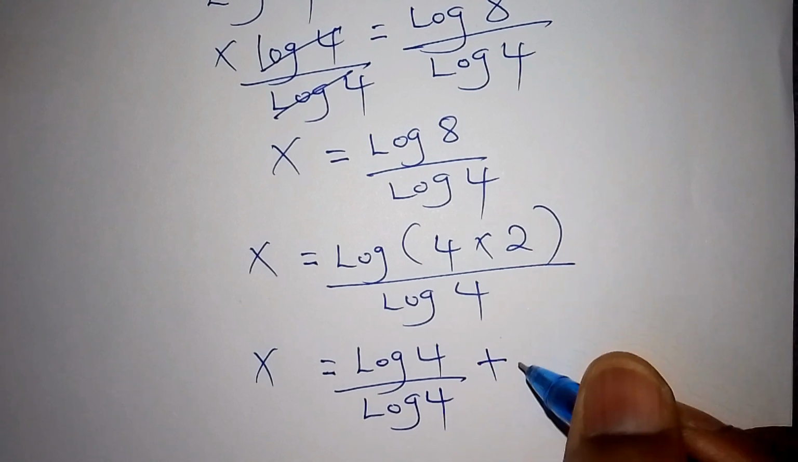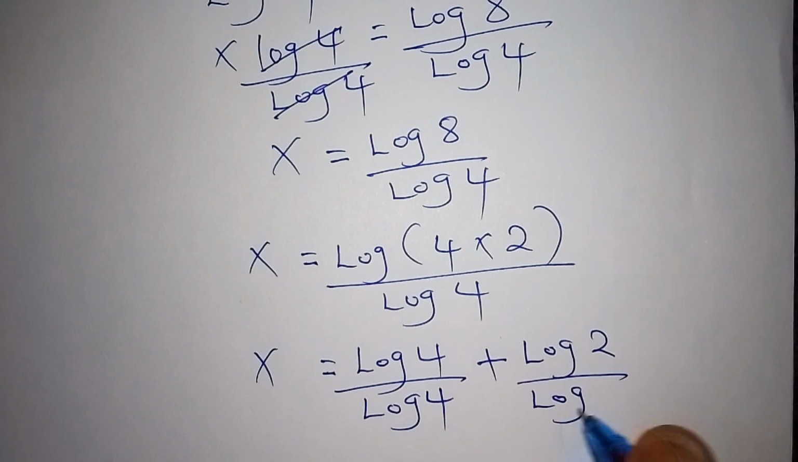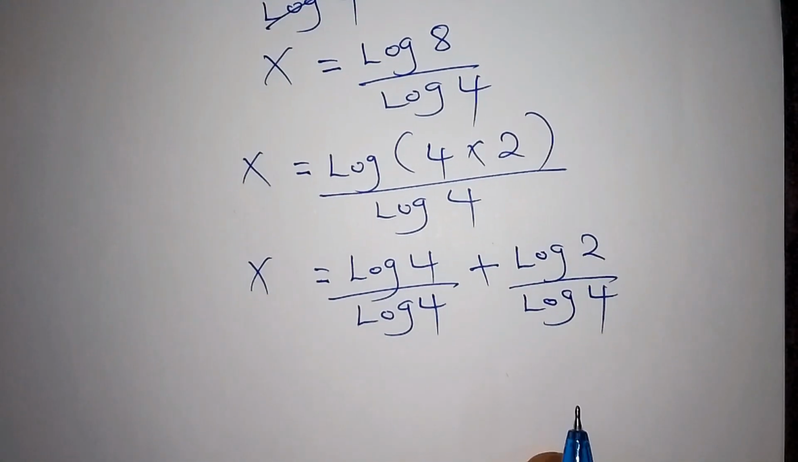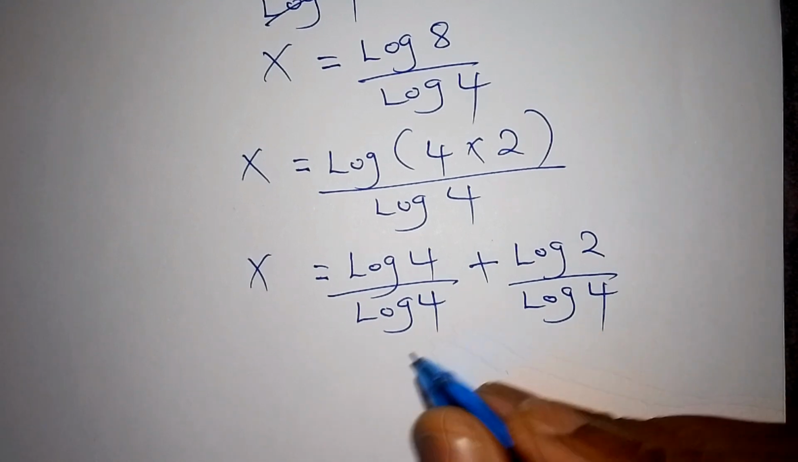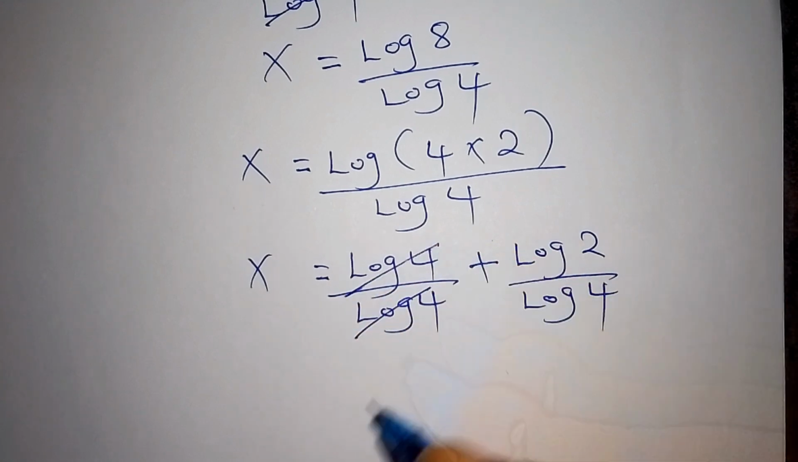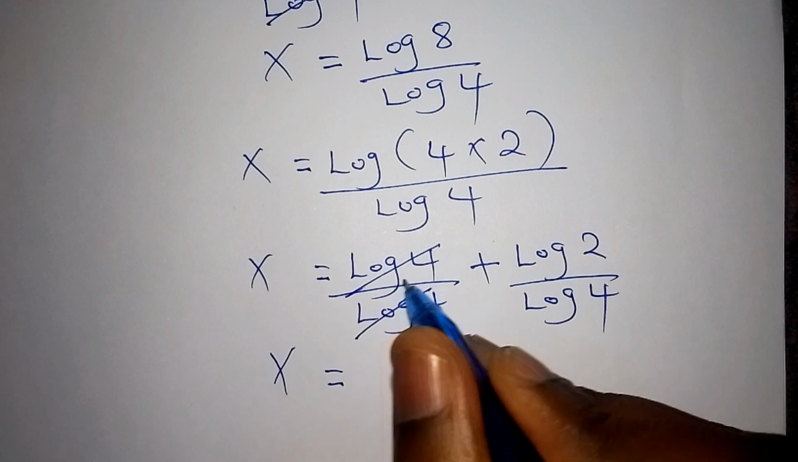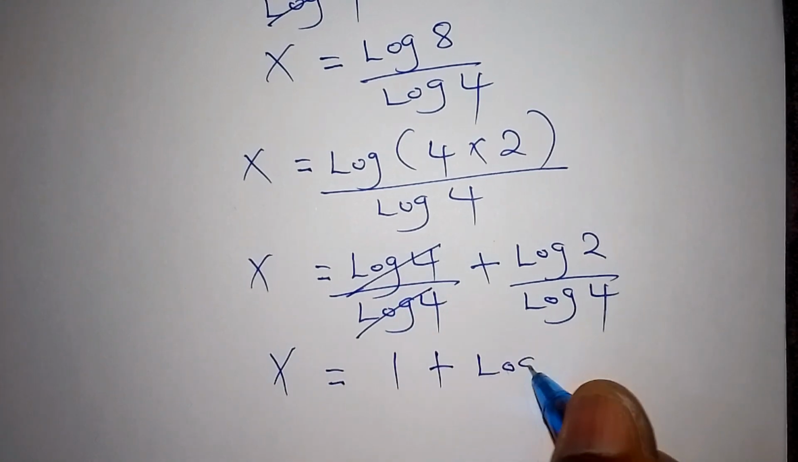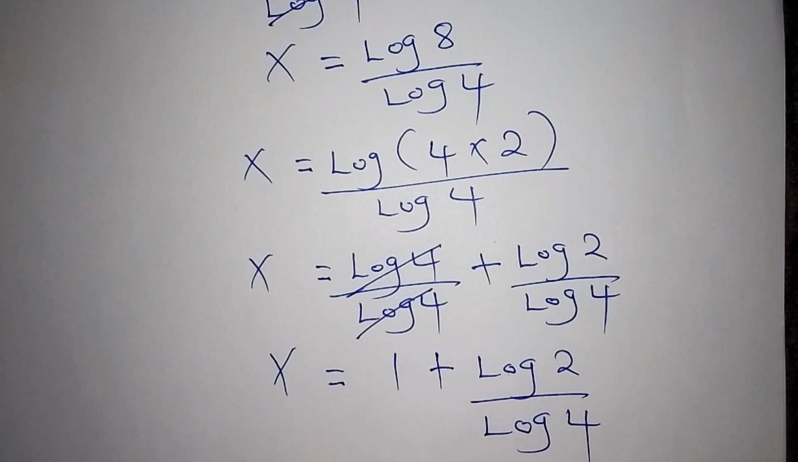So this one now we shall have the log of 2 here, all over the log of 4. So after we've reached that step, we are now able to cancel the logs. So this one and this one shall cancel. So now we shall have x is equal to 1 plus the log of 2 all over the log of 4.